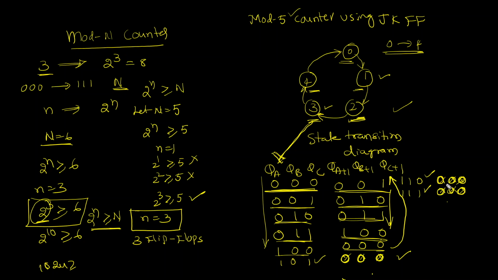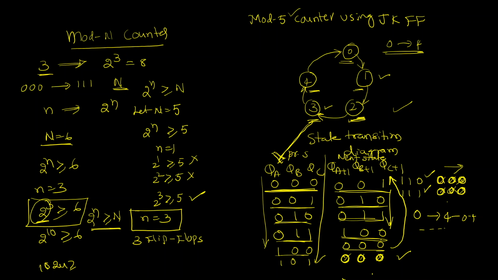If I take 0 0 0 and by mistake some other state enters into the counter, by default it will reach the initial state 0 0 0. Upon application of the clock pulses, it will be counting once again from 0 to 4, then 0 to 4, and so on, as long as clock pulses are there. Now what we have found so far is the present state and the next state.